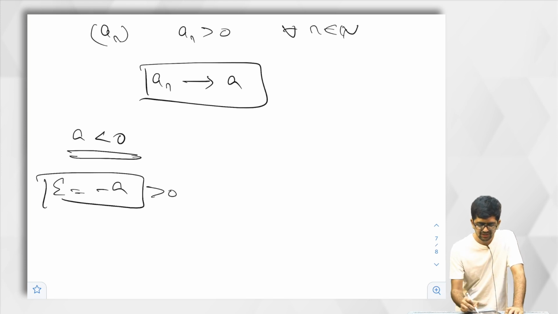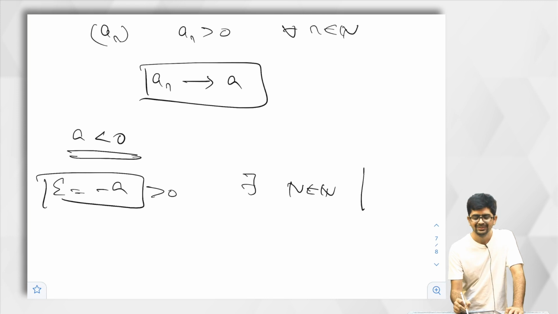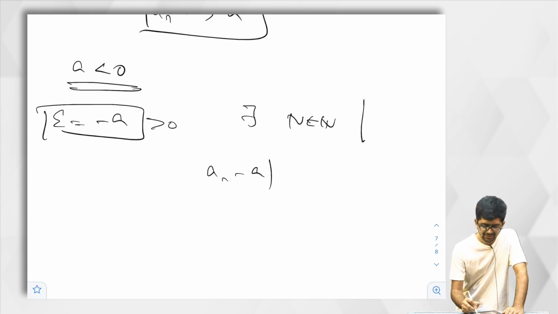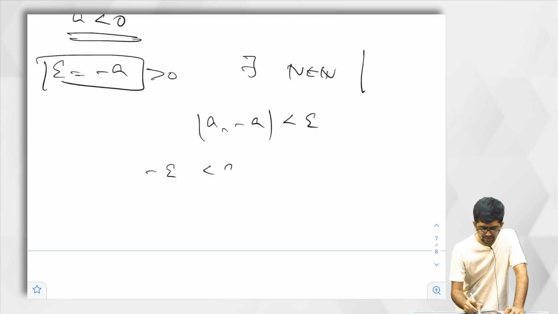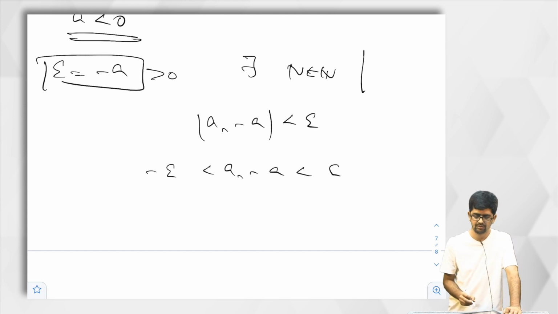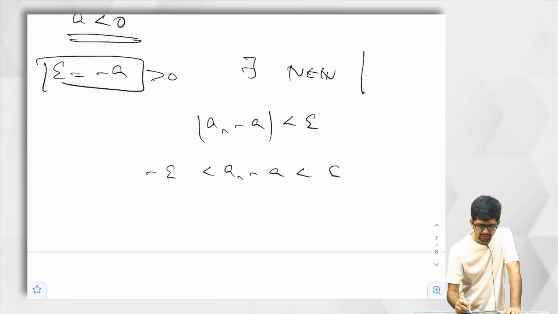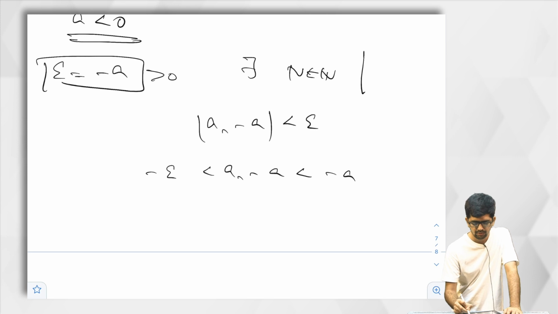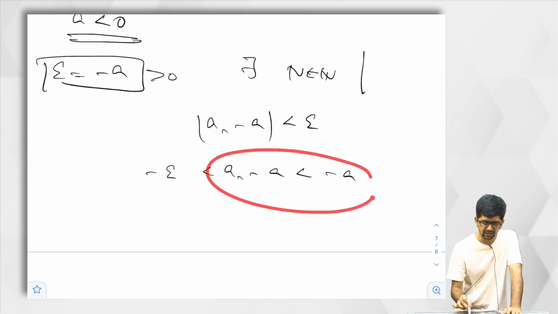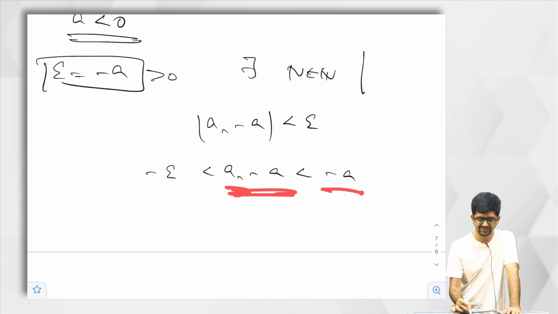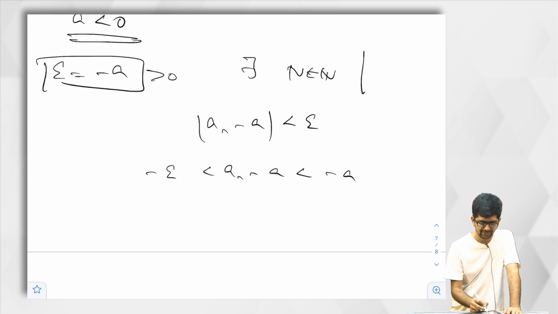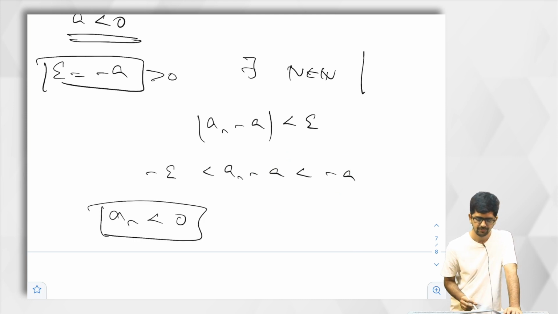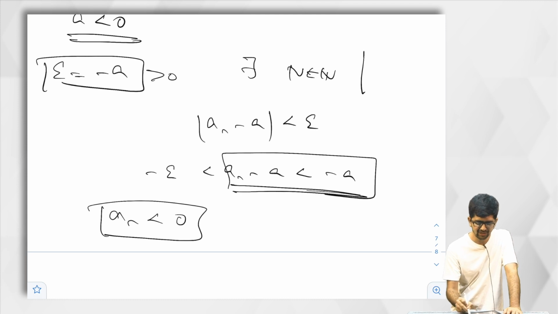For this positive epsilon, there exists an n belongs to N such that the modulus of a n minus A is less than epsilon. This is the same thing as saying minus epsilon less than a n minus A less than epsilon. Now epsilon was minus A, so I can just replace it by minus A. If I focus only here, a n minus A is less than minus A. So these two get cancelled and we get a n less than 0. Right? What does this say? Just this part.